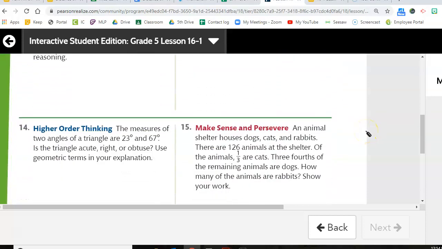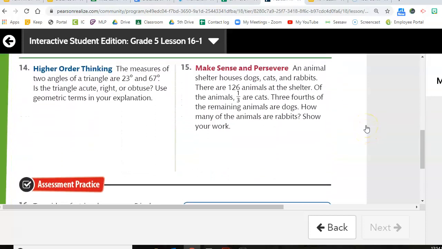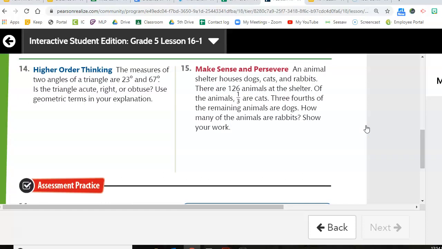All right, skipping down to number 14. The measures of two angles of a triangle are 23 degrees and 67 degrees. Is the triangle acute, right, or obtuse? Okay, so I'm going to have to do some math. I know that all triangles have to equal 180 degrees. So what I'm going to do first is add up that 23 and that 67 to see how much my angles already are.